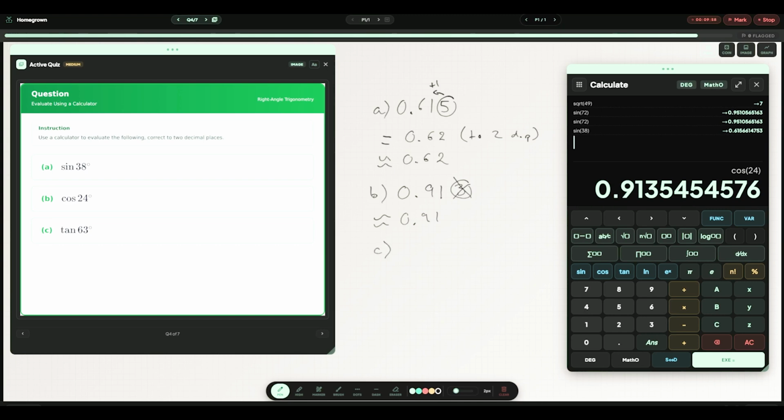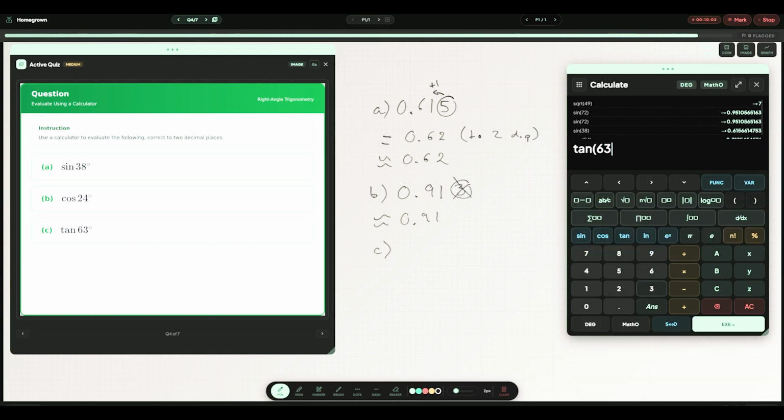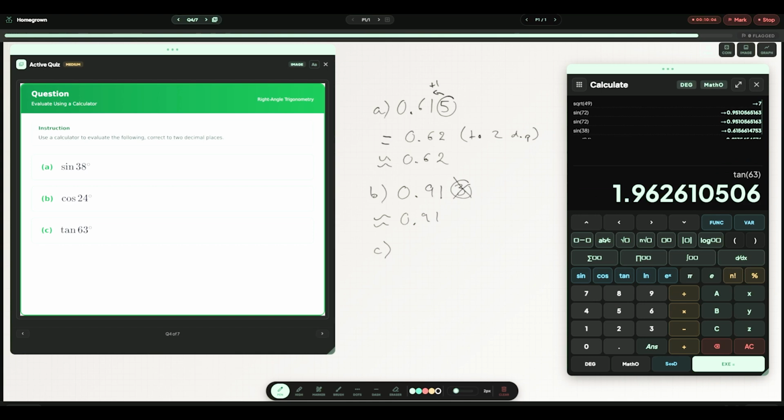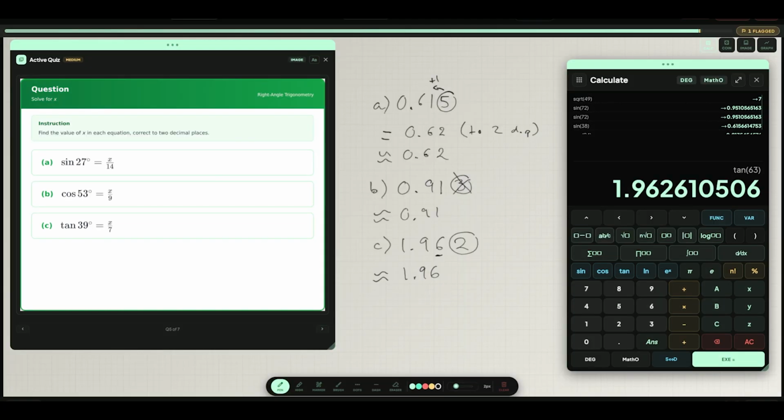Alright, tan 63 degrees. So we're just going to hit tan, and then we're going to hit 63, and then we're going to hit execute. And we end up with 1.962. And we want it to two decimal places. So we want it here. Looking at our critical digit, it's obvious that that is not greater or equal to 5. So the answer is that it's approximately equal to 1.96.